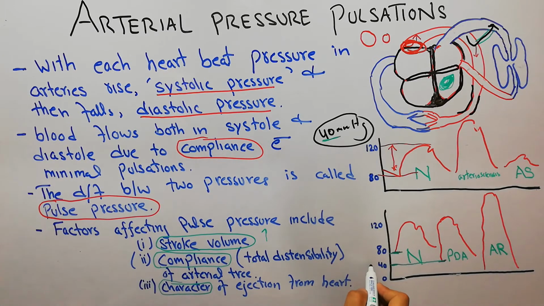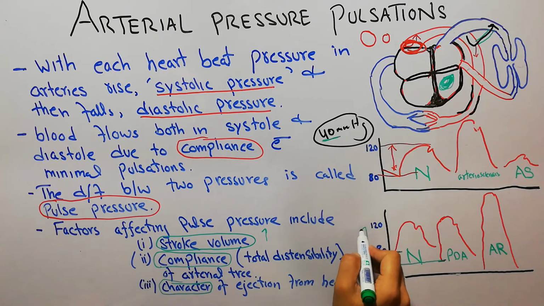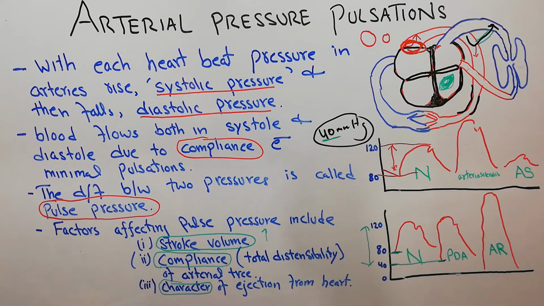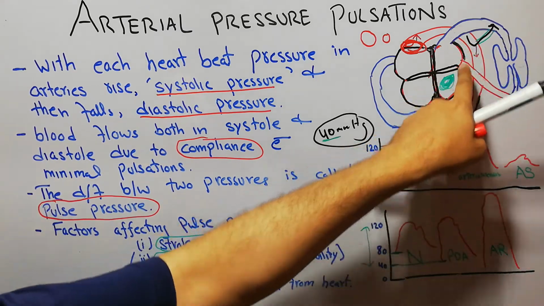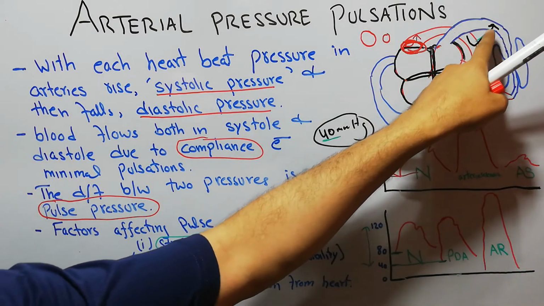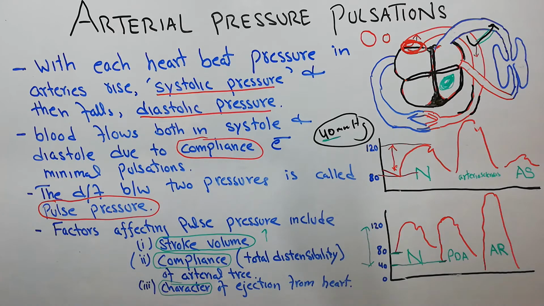Now the difference between 40 and 120 is very high. This is leading to a high pulse pressure because of sudden loss of blood from the aorta into the pulmonary artery.